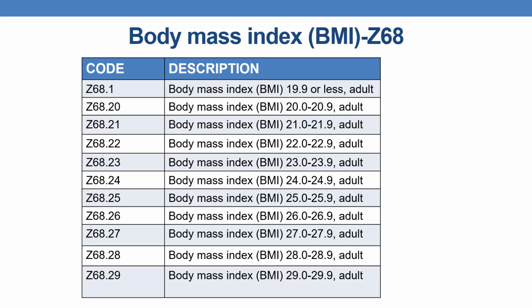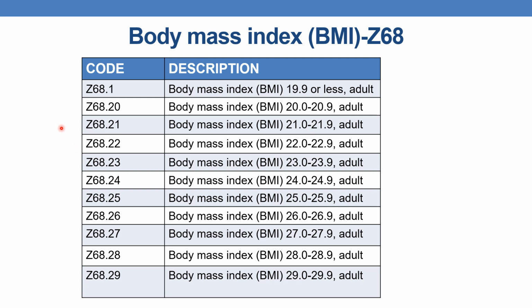Now coming to body mass index or BMI codes. The first code is Z68.1, when the body mass index is 19.9 or less in an adult. There are different codes for adult and child. The next is Z68.20, body mass index, BMI in the range 20.0 to 20.9, adult.